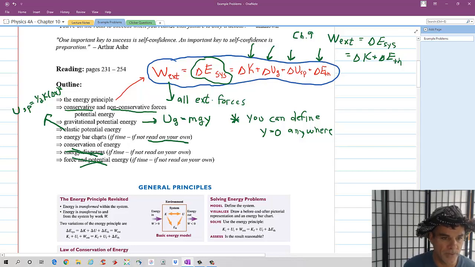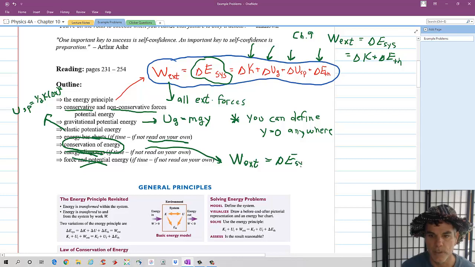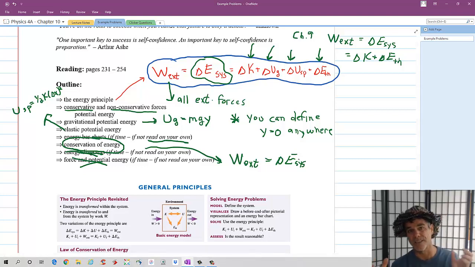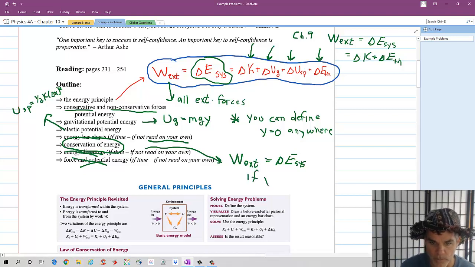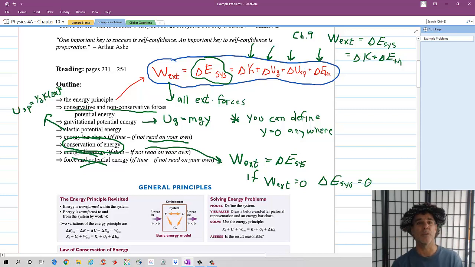Now, in terms of just conservation of energy, it's still this equation where the work done by all external forces equals the change in energy of the system. Conservation of energy just says if the total work done by all external forces is 0, which we call an isolated system because it's not being acted upon by the environment, or at least it's not getting energy transferred into or out of it, then the change in energy of the system is 0.